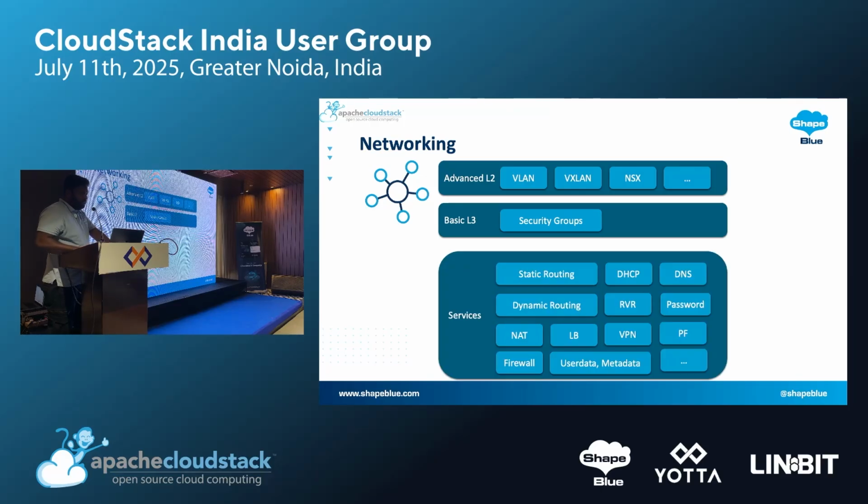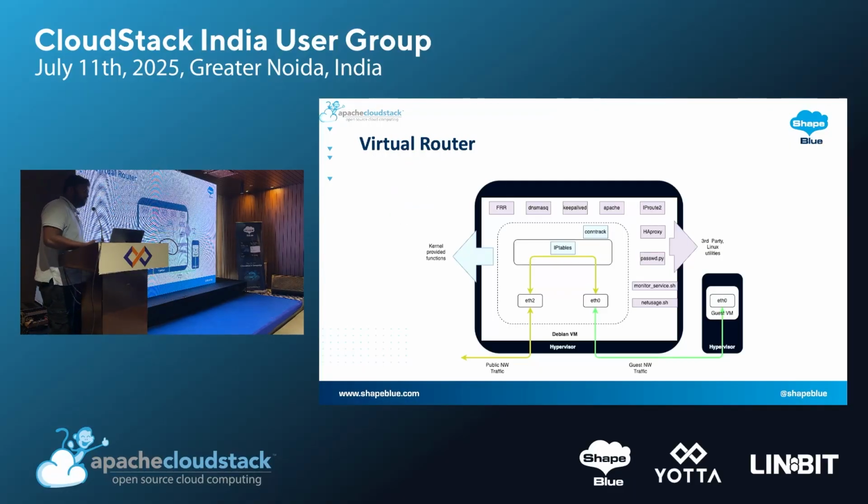What else do you have in networking? We have a big list of services that CloudStack provides in networking for the users. I can start from static routing, DHCP, DNS, dynamic routing, redundancy using VRRP, password services, NAT, that includes both source NAT and static NAT, load balancing, VPN, that includes remote access VPN and site-to-site VPN, port forwarding, firewall, user data, metadata, and so on. So all these services by default are provided by the virtual router in CloudStack.